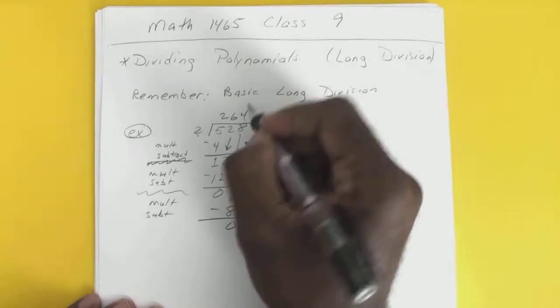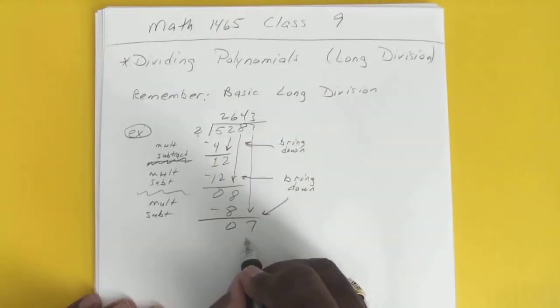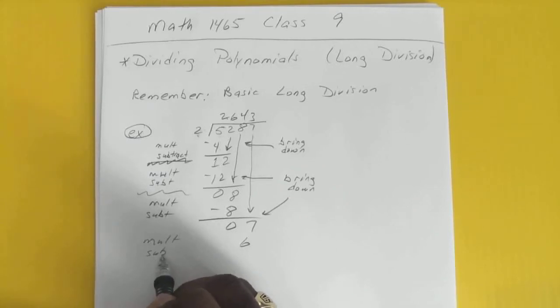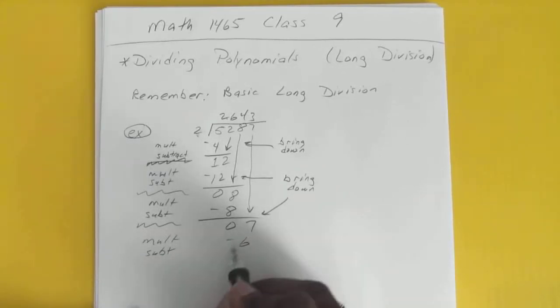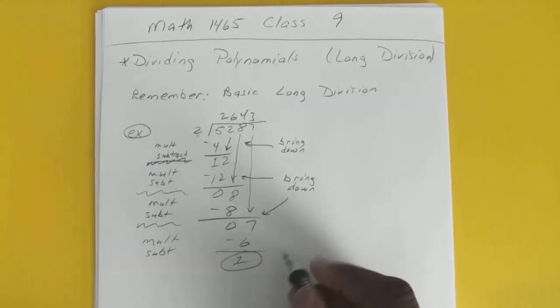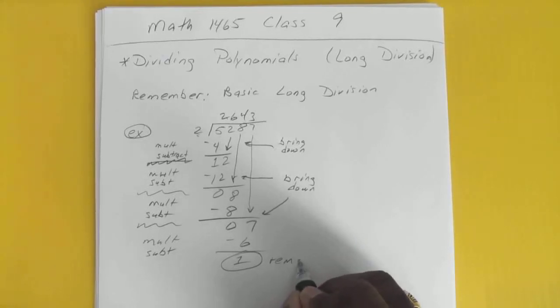Okay, 2 goes into 7 3 times. 2 times 3 is 6. So again, we multiply, subtract, and then our remainder is just 1 since we don't have anything else to bring down. Okay, so this is our remainder.